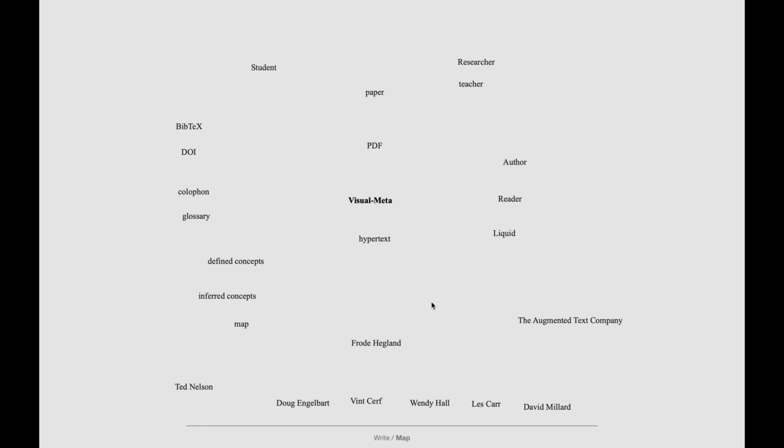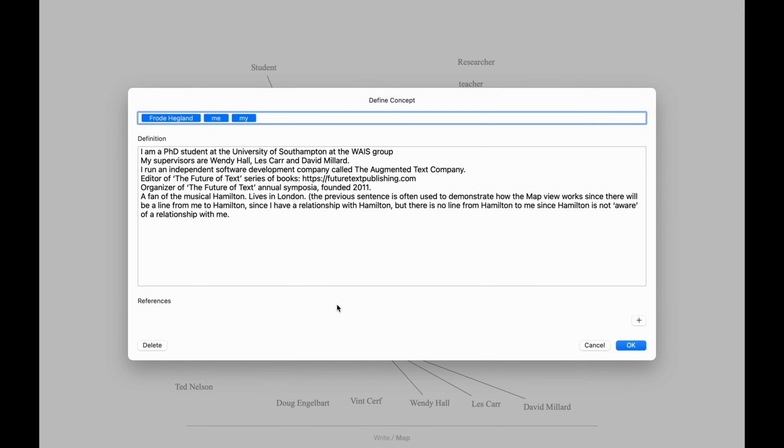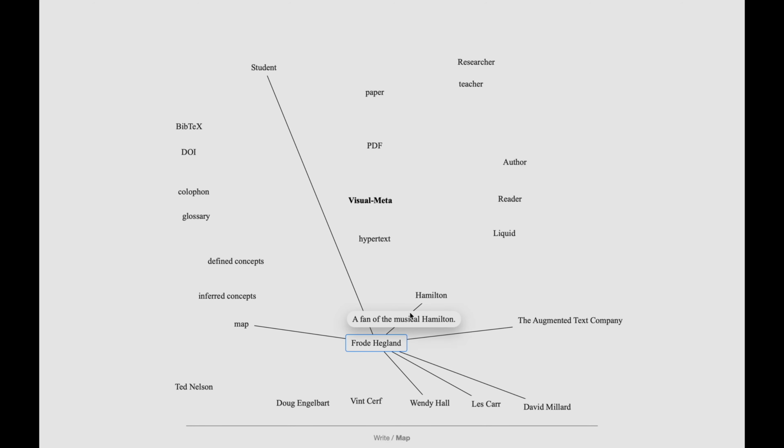Go to the map view again, double-click on the screen and type Hamilton here as well. Notice that there are no lines connecting Hamilton to anything. Then I'll click on my name and a line to Hamilton appears. I Command D to see my definition and I can see that there is a sentence with Hamilton in it. When I click back out, I can see the sentence when I point to the line.